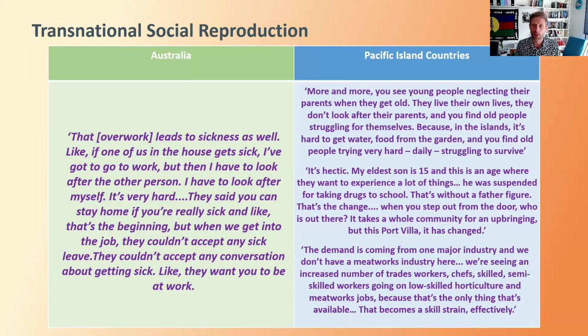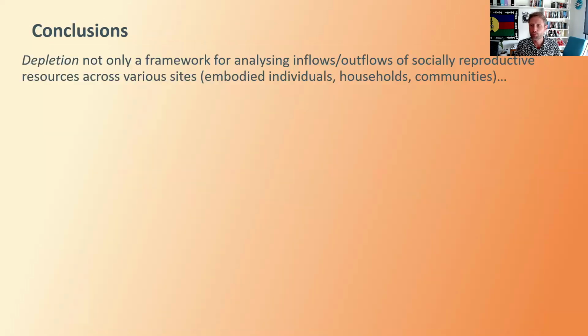A member of government from Tonga told me that the demand is coming from one major industry, and we don't have a meatworks industry here. We're seeing an increased number of trades workers, chefs, skilled, semi-skilled workers going on low-skilled horticulture and meatworks jobs because that's the only thing that's available, and that becomes a skill strain effectively.